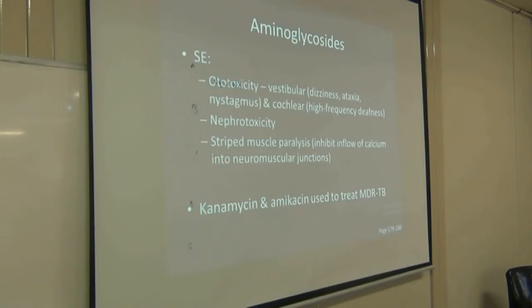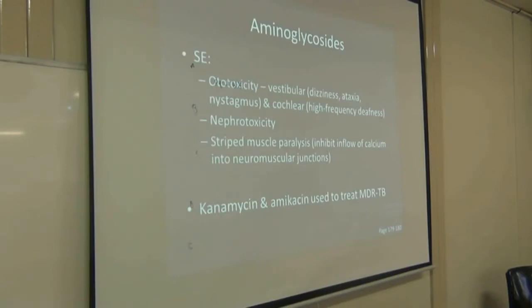Side effects, as I already said, are nephrotoxicity, which is a big one, and ototoxicity. Unfortunately, with kanamycin, if people had MDR-TB and had to be on it for years, patients lost their hearing. It's just one of those side effects that can happen. There is both vestibular and cochlear toxicity. The vestibular is about balance, so you might get dizziness, ataxia, which means you look like a drunk person, and nystagmus, which means the eyes are shivering. Cochlear toxicity is usually high frequency deafness.